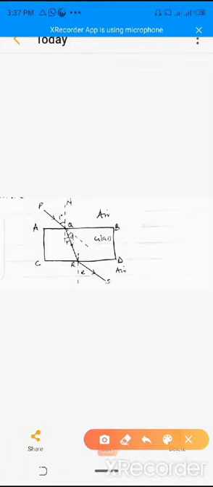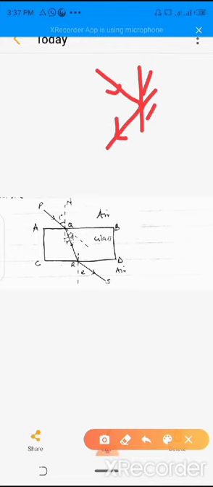Now, unlike reflection, where the ray hits an obstacle and is sent back, in refraction the ray enters into the second medium. It travels from one medium, in this case air, and enters into the second medium, which is glass. So whenever a ray of light travels from one medium to another medium of different densities, the ray or the wave experiences a change in speed and direction.